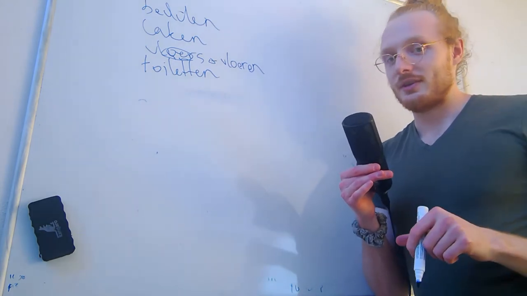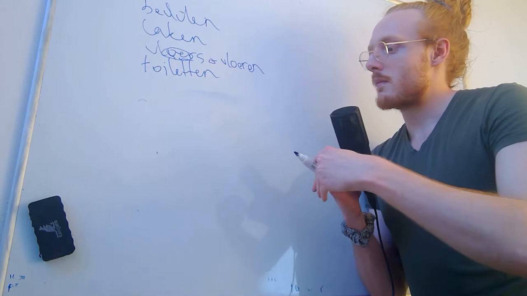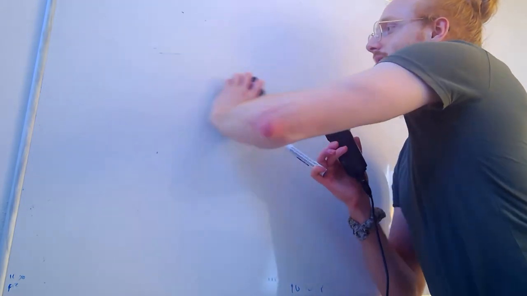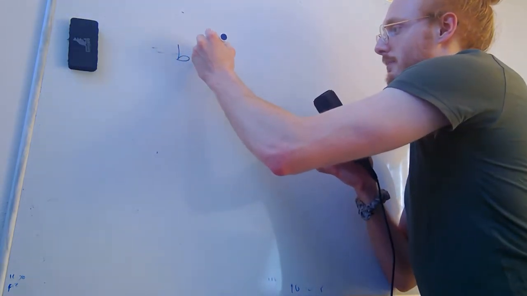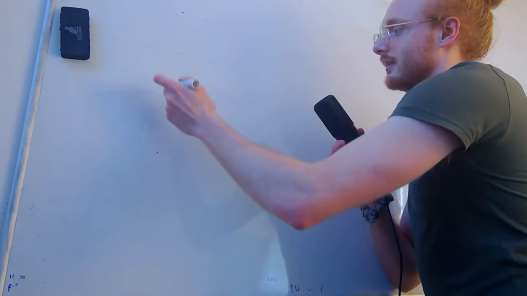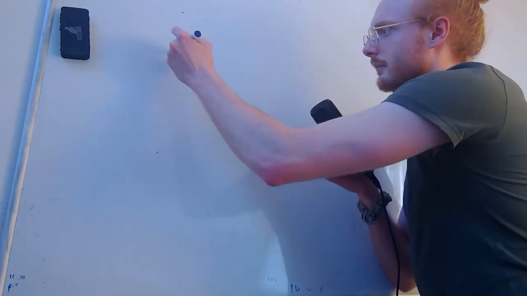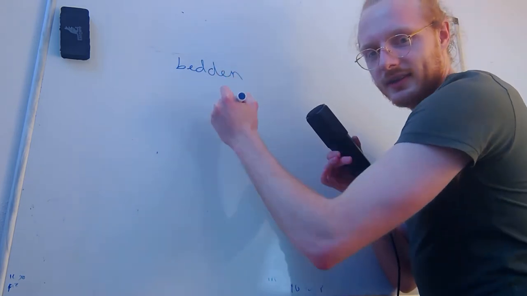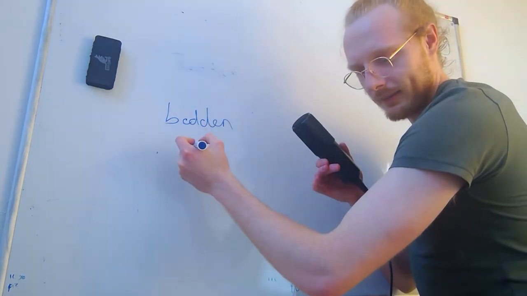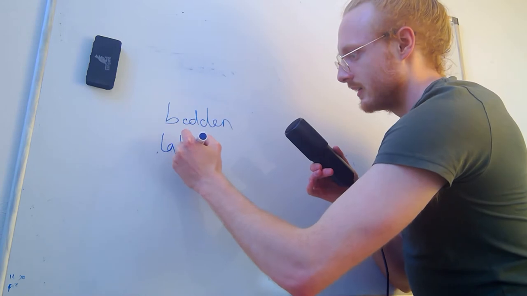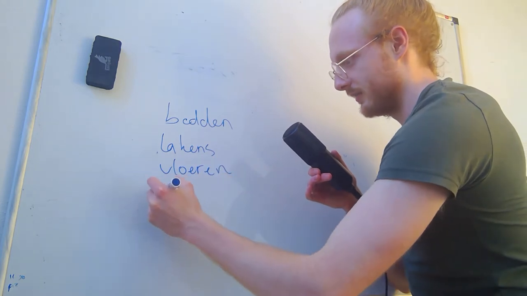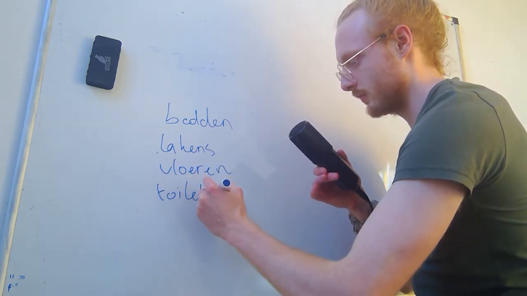But Thomas? Yes? I can't see what you were writing, if you have to get a bit lower. Oh, really? Okay. That's good to know. So the first one is bedden. Still a bit too high. Still? Oh, okay, I should angle my camera a bit, but I'll do that afterwards. Bedden. I think now you can see it, right? Okay. Bedden. Lakens. Vloeren. En toiletten. Cool. All right.